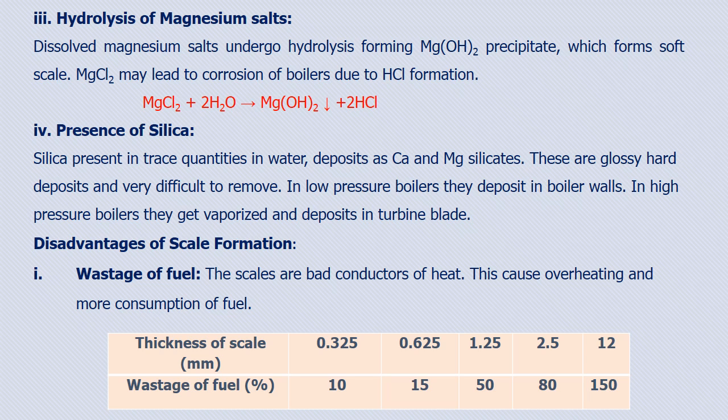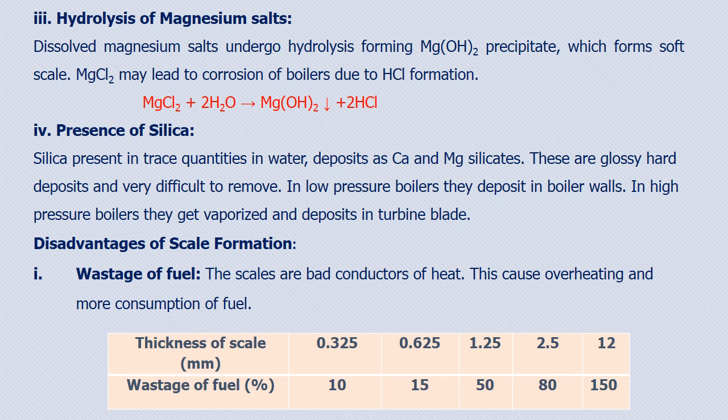What is the purpose of the turbine blade? For the production of electricity. So it is even worse. So the presence of silica is to be avoided. Deposits of silica as well as calcium sulfate form a very hard adhering deposit, whereas calcium carbonate and magnesium chloride form a soft deposit which may be easily removed.